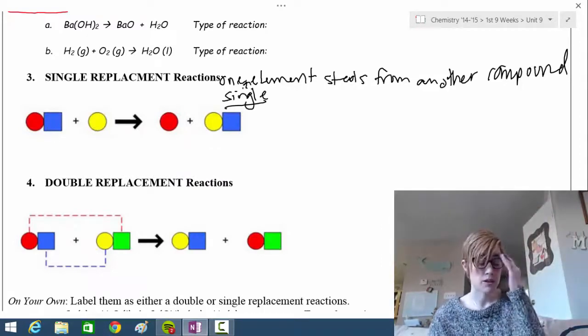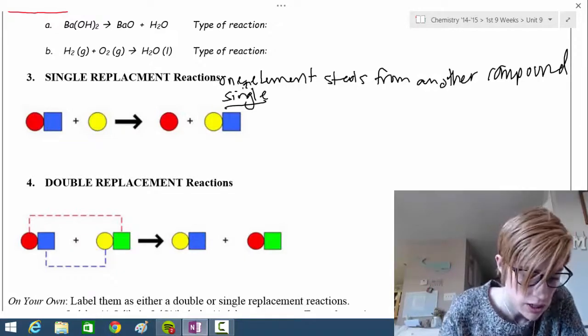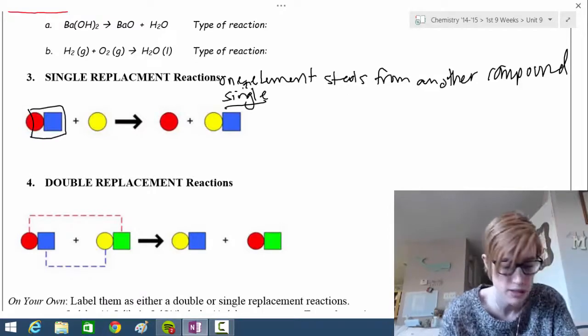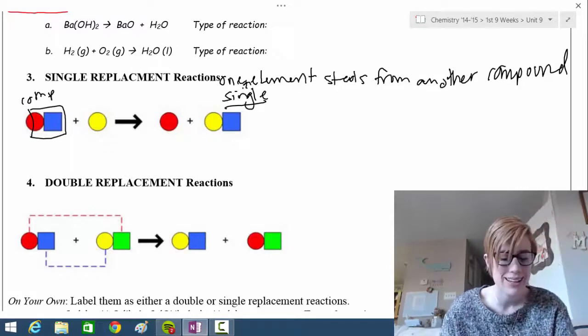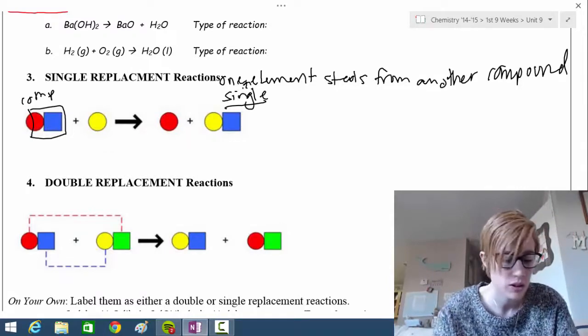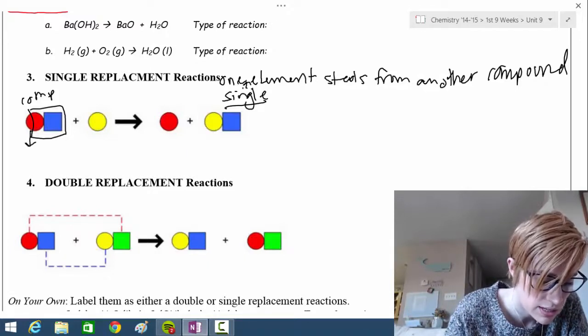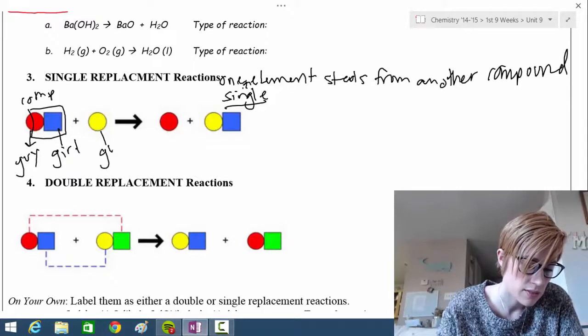Okay, so look at our little picture here. This is a compound. How do I know it's a compound? Because it's got 2 or more elements bonded together. So this is our compound. Okay? And our compound consists of a boy and a girl. And so the first element in the compound I always pretend is the guy. And then the second element I pretend is the girl. And then there's a single element. And the single element is always a guy.